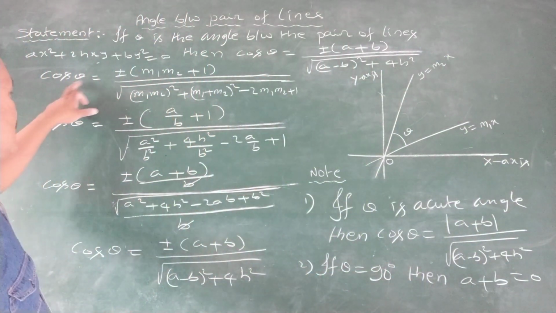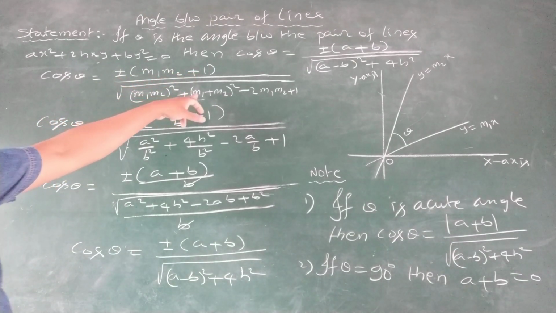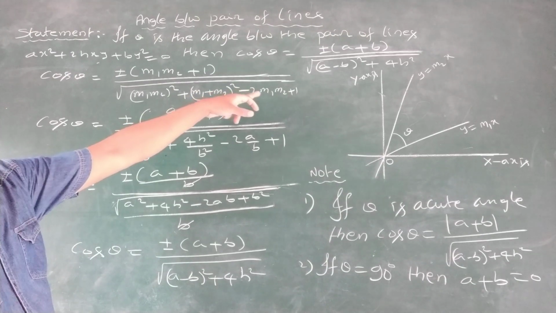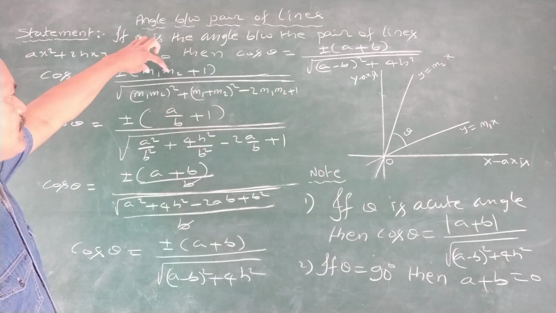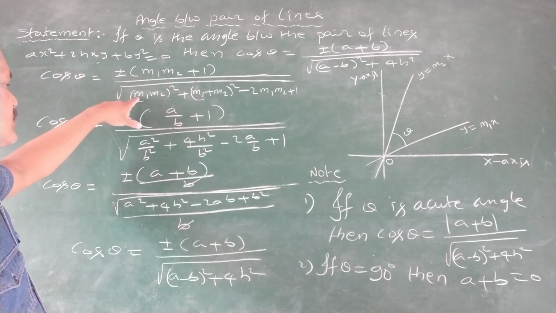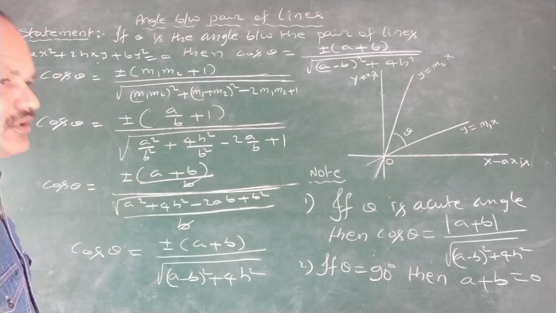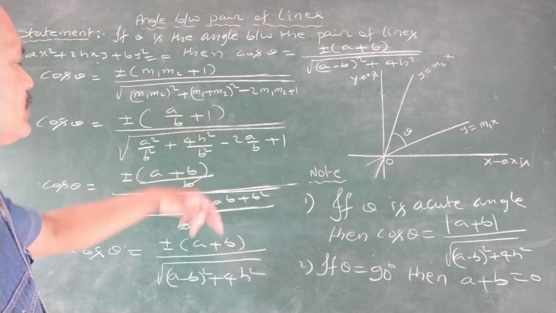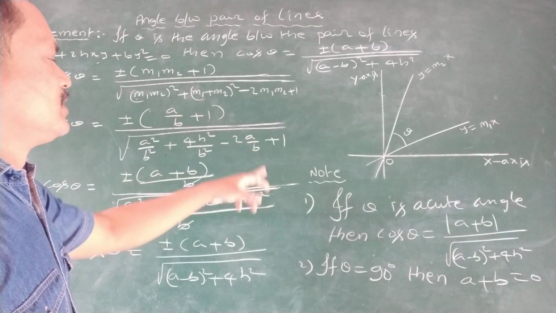Observe here. So cos theta is equal to plus or minus (m1 m2 plus 1) by root of (m1 m2) whole square plus (m1 plus m2) whole square minus 2 m1 m2 plus 1. So in place of m1 m2, the product of the roots, we put a by b, plus 1. Here it is a by b whole square, a square by b square. m1 plus m2 is minus 2h by b whole square, 4h square by b square, minus 2 times a by b, which is m1 m2, plus 1.